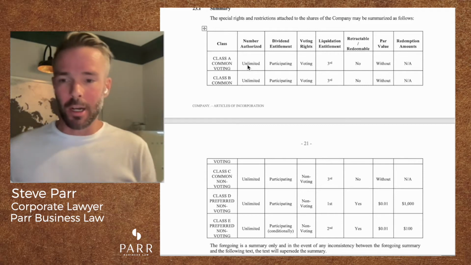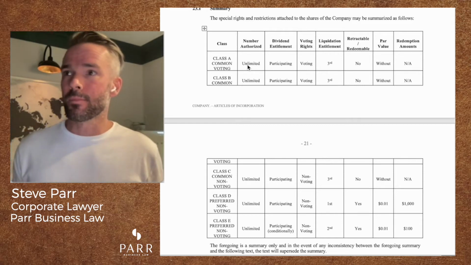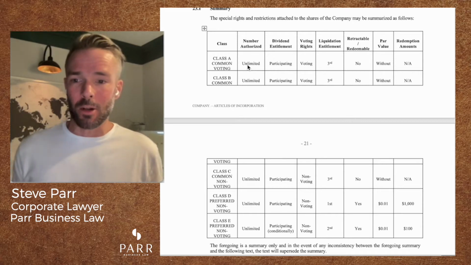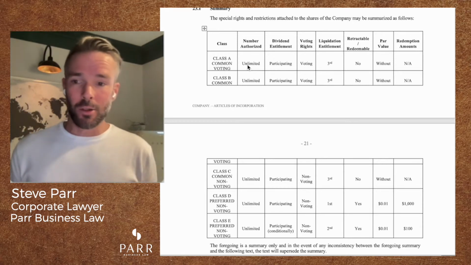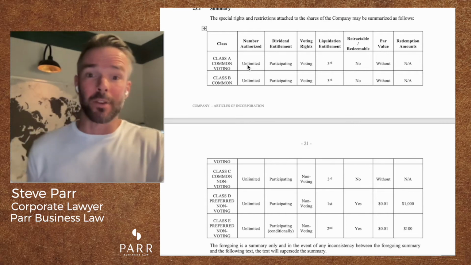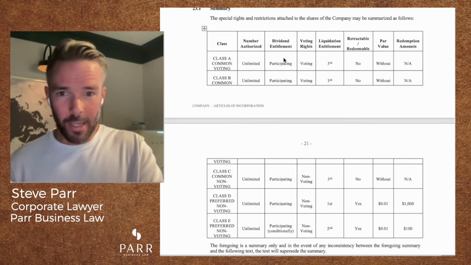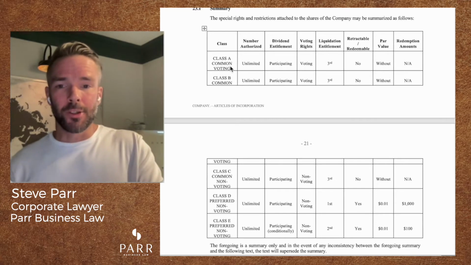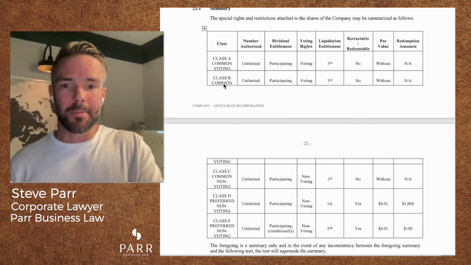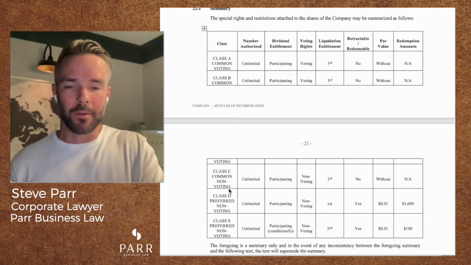Like in the future, they're not able to take advantage of the flexibility that a corporate share structure provides you with. So that's a problem, and we have to fix it. So second thing, you'll see Class A common voting, Class B common voting, Class C common non-voting. Okay, what's the difference there?